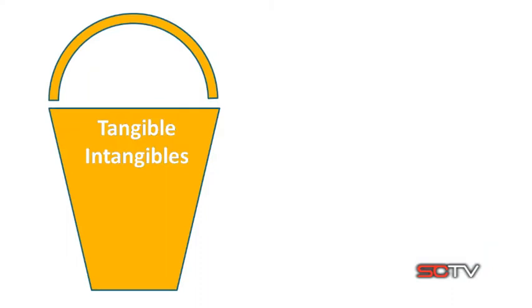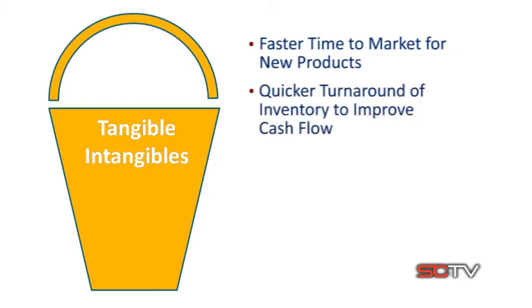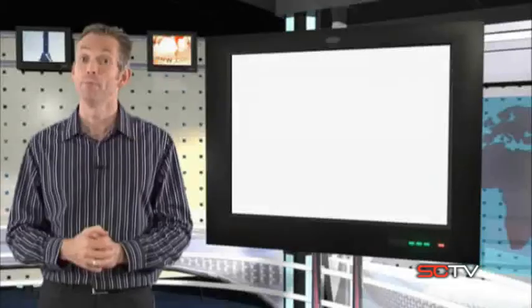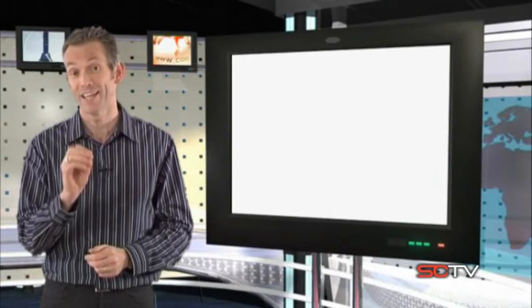Well, a couple of examples of the more tangible benefits are how a unified communication solution will maybe give a faster time to market, which would increase the profitability of a new product. Maybe the quicker turnaround of inventory, which would reduce the amount of money tied up in stock and hence improve the cash flow of the business. But remember, we have to put a metric against these, which can ultimately be measured in pounds or dollars.